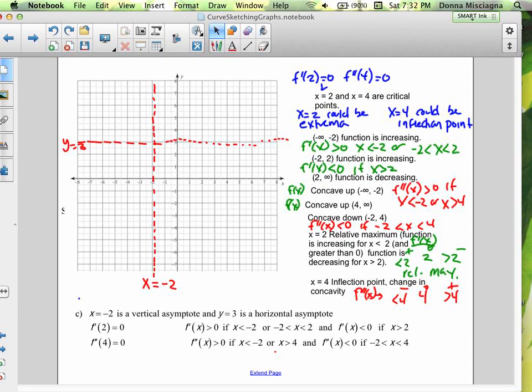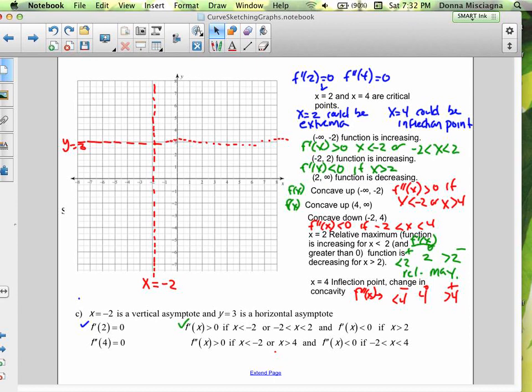Now let's look at what else it says about the first derivative. I wrote it in green. For the first derivative, f prime of x is greater than 0 if x is less than -2, or between -2 and 2. If the first derivative is greater than 0, that means the function is increasing. And f prime of x is less than 0 if x is greater than 2. So the first derivative is negative, then the graph f of x is decreasing.